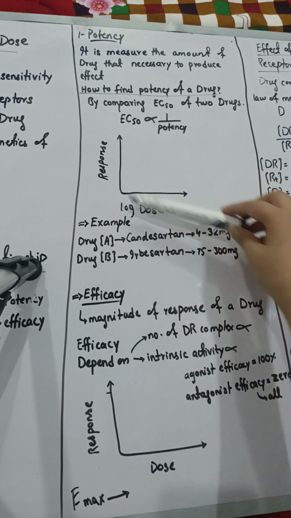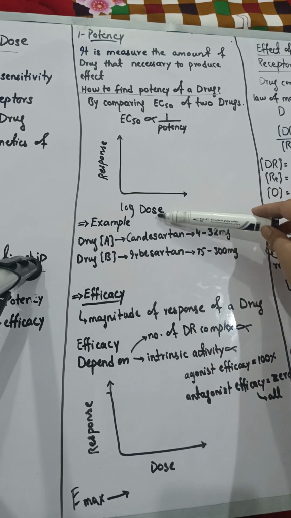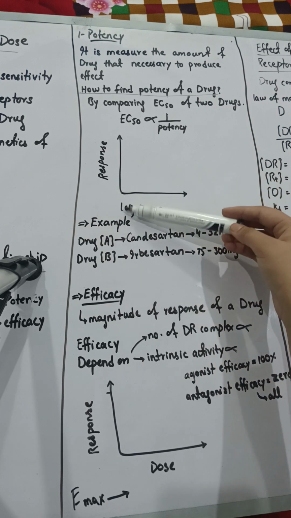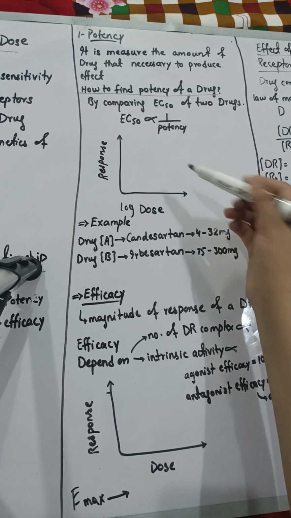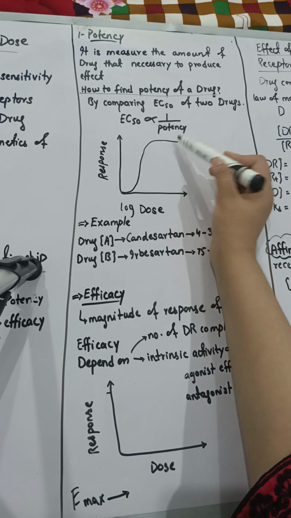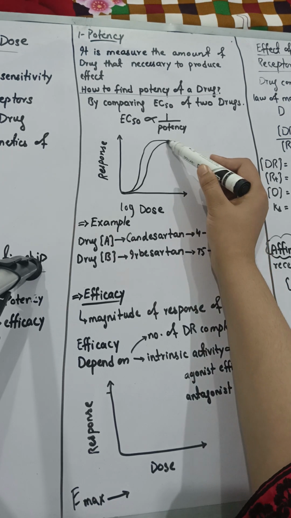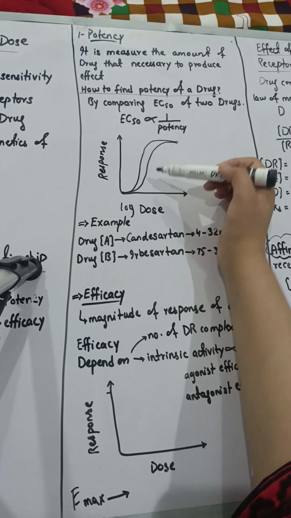Now I am going to draw a curve between the response and log dose. Whenever the curve is made between the response and log dose, it will be in a sigmoid shape. Now I am drawing the graph here for drug A again. It will be in this shape, and for drug B it will be in this shape. The first curve is for drug A and the second is for drug B.